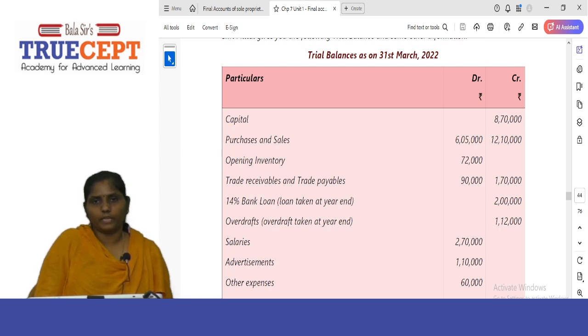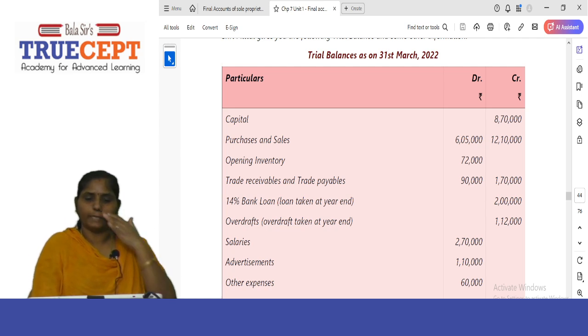Next comes your opening inventory. Where will you take the purchase and sales? In your trading account. Then comes your opening inventory. Where does it go? Again trading account, right? Opening inventory. Next, trade receivable and trade payable. What is receivable? 90,000. Balance sheet asset side. What is payable? 1,70,000. Liability side of the balance sheet.